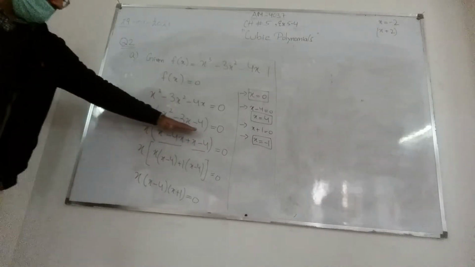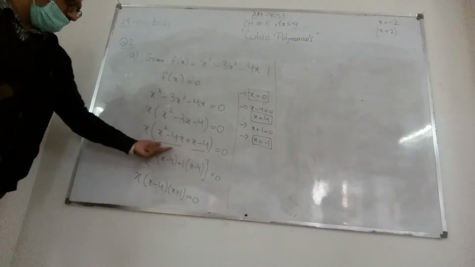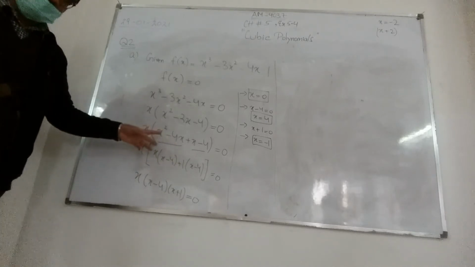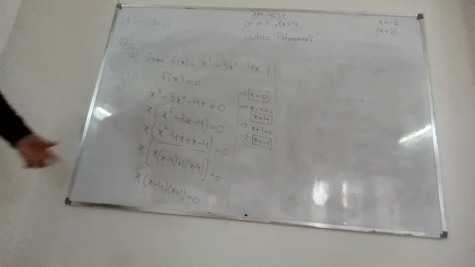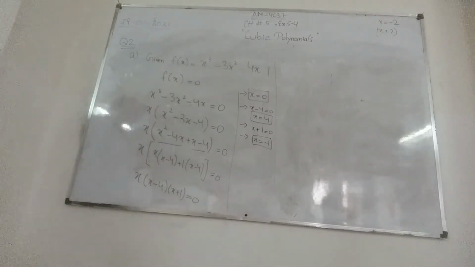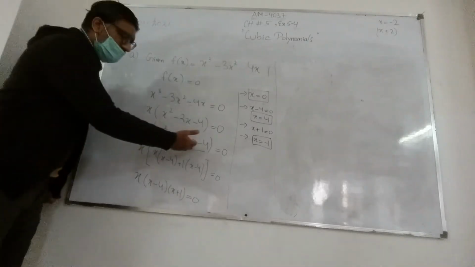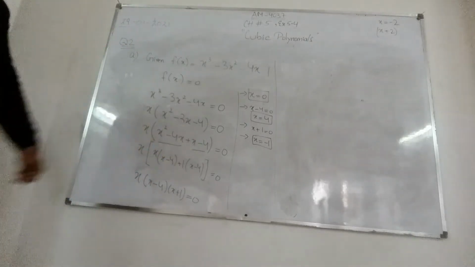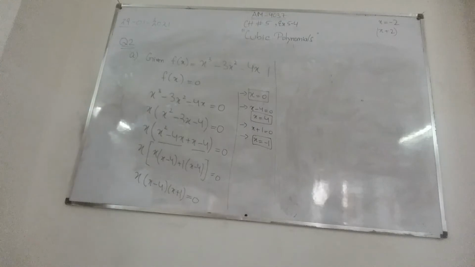Now I have converted my 3 terms into 4 terms, and now I will pair them up and take common from the first 2 and then the last 2. The first 2 have x common, so I can take x as common, and the remaining terms will be x minus 4. There is nothing common between the last two, so I can take plus 1 as common. When I take plus 1 as common, the bracket will be x minus 4.